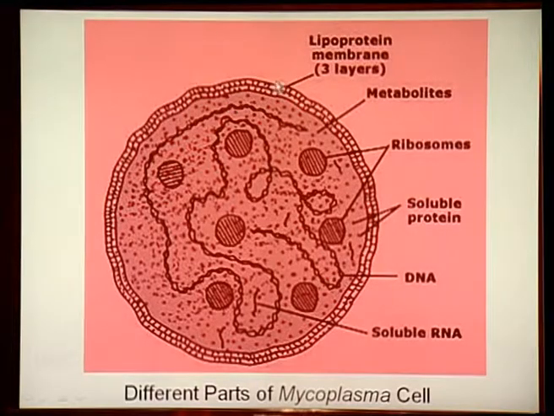This mycoplasma is actually the smallest individual organism, but it does not have a definite cell wall. It has a membrane, a multi-layered lipoprotein membrane formed of 3 layers, but there is no definite cell wall. And this lipoprotein membrane has some unique protein molecules. These protein molecules may help in their locomotion or in their adhesion.